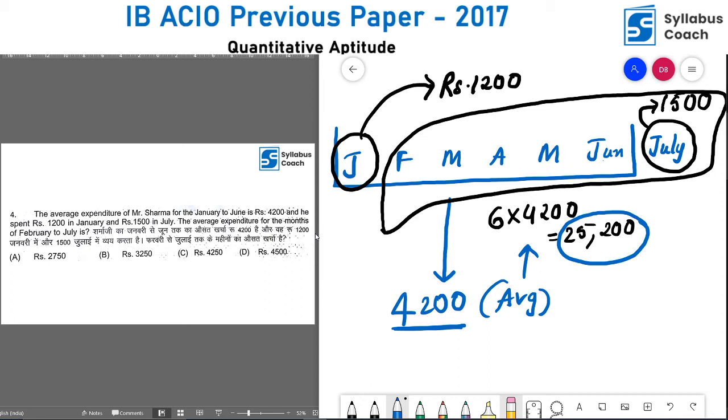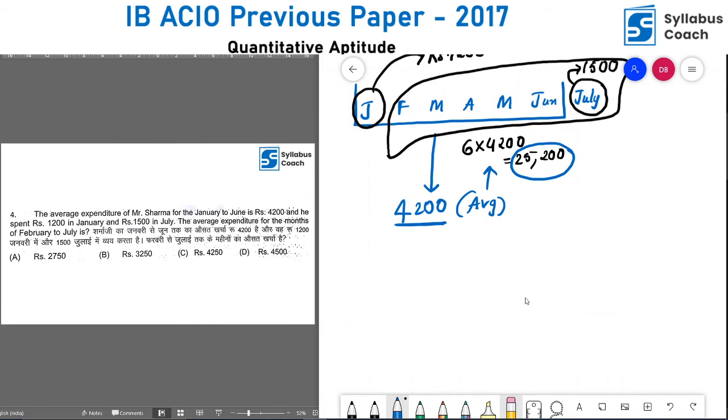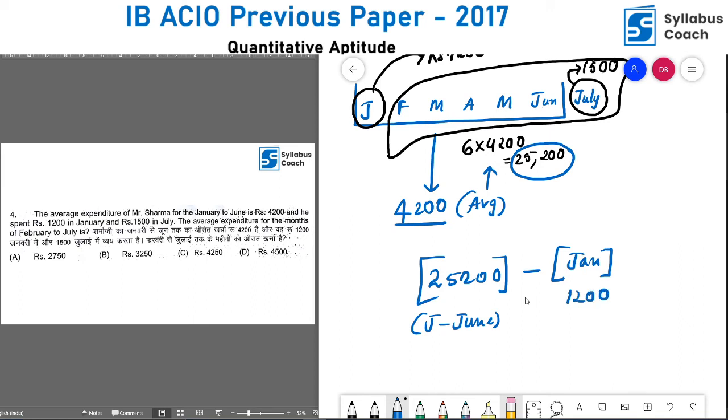Now, if I remove the expenditure of January from 25,200, I would get the expenditure only from February to June. So what am I doing now? I'm just subtracting. 25,200 is the total expenditure from Jan to June, and from this, I'm trying to subtract the expenditure of January, which is 1,200. So 25,200 minus 1,200 is nothing but 24,000.